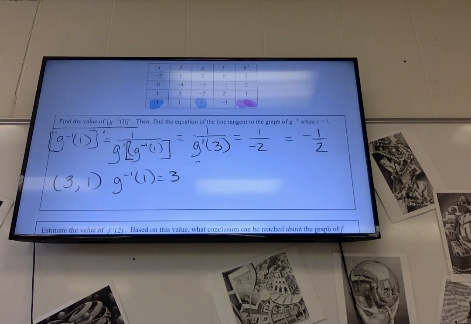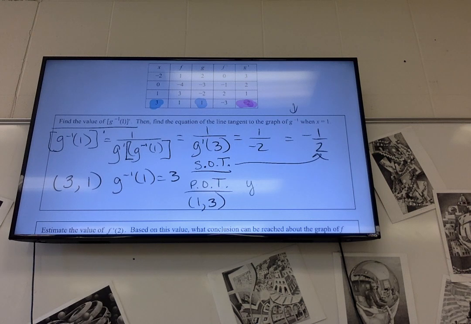So that is our slope. But don't we already have our point? Our point of tangency is the flip-flop, so it's 1, 3. It's the equation of the line tangent to the graph of G inverse. So, now what do we do?